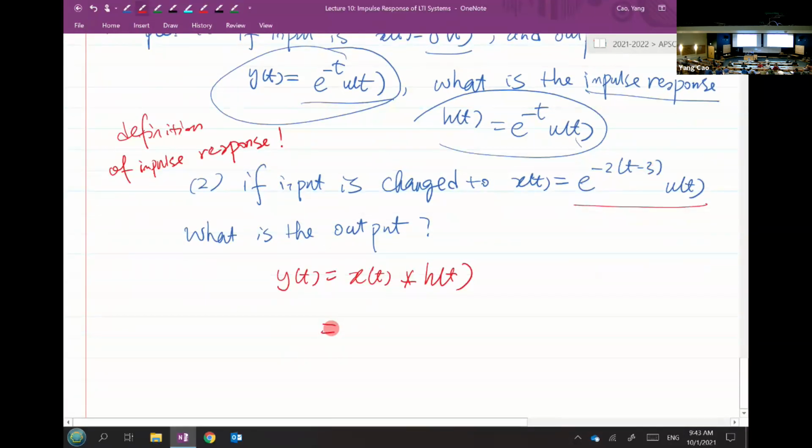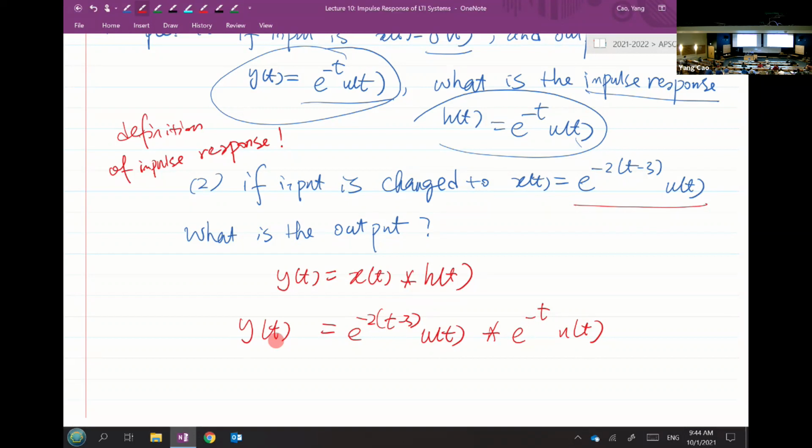And then you can certainly write down the expression for both the new input and the impulse response first, and then we can think about what to do next. Your new input is given over here, so e to the power -2 (t minus 3) u of t, convolved with h of t, which is e to the power -t multiplied by u of t. Right, so if you write down this, if it's a 10-point question, you could already get 2 points.